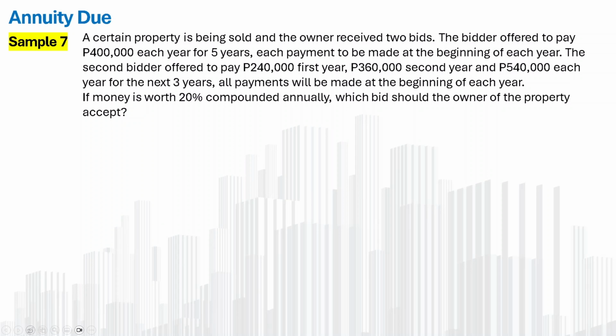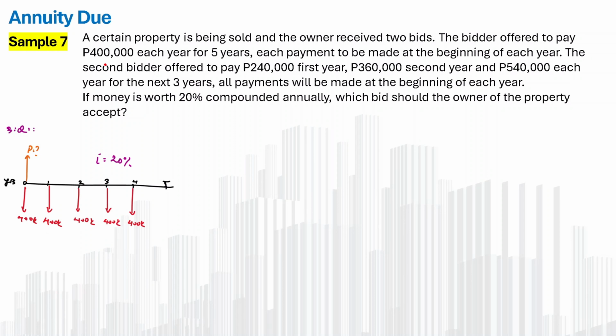Okay? So first things first, we draw your cash flow. So bid 1 should look something like this. Paid at the beginning of each year. So 400K, 400K, 400K. So what's 1, 2, 3, 4, 5 kagad. And cost of money 20%.